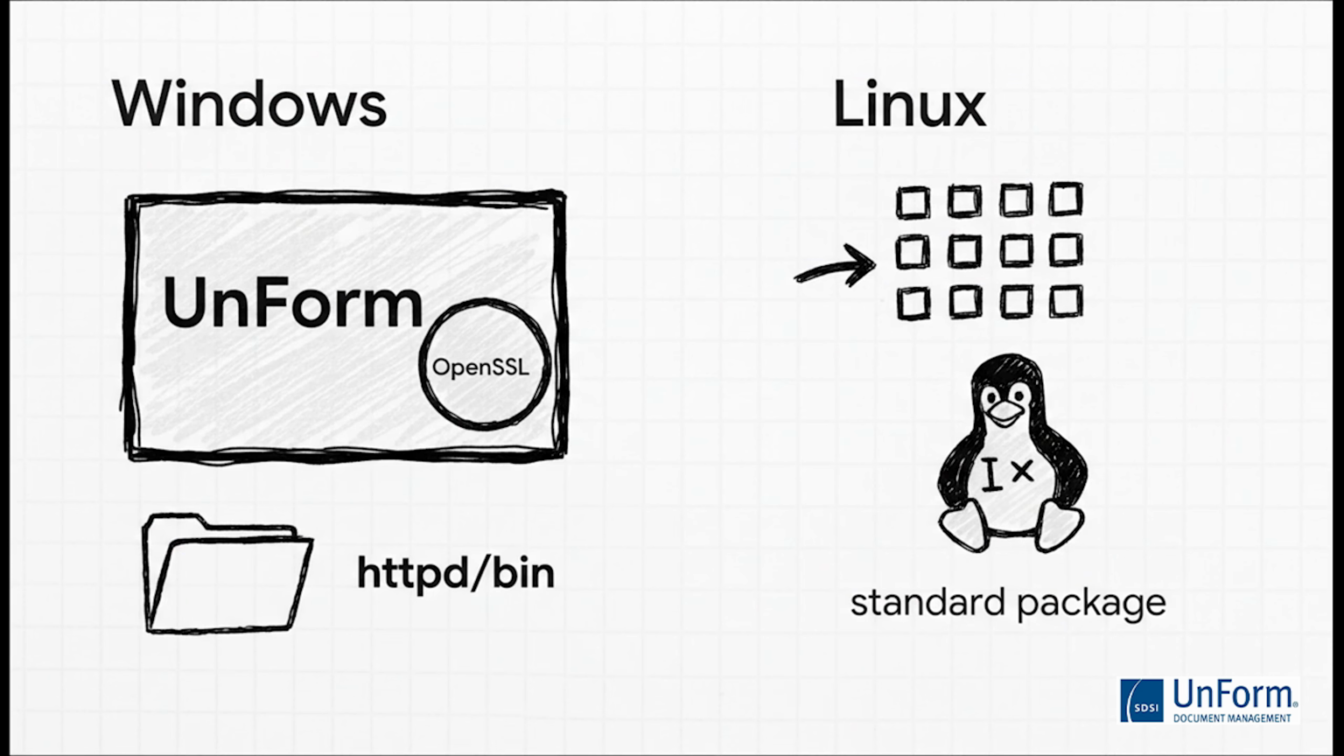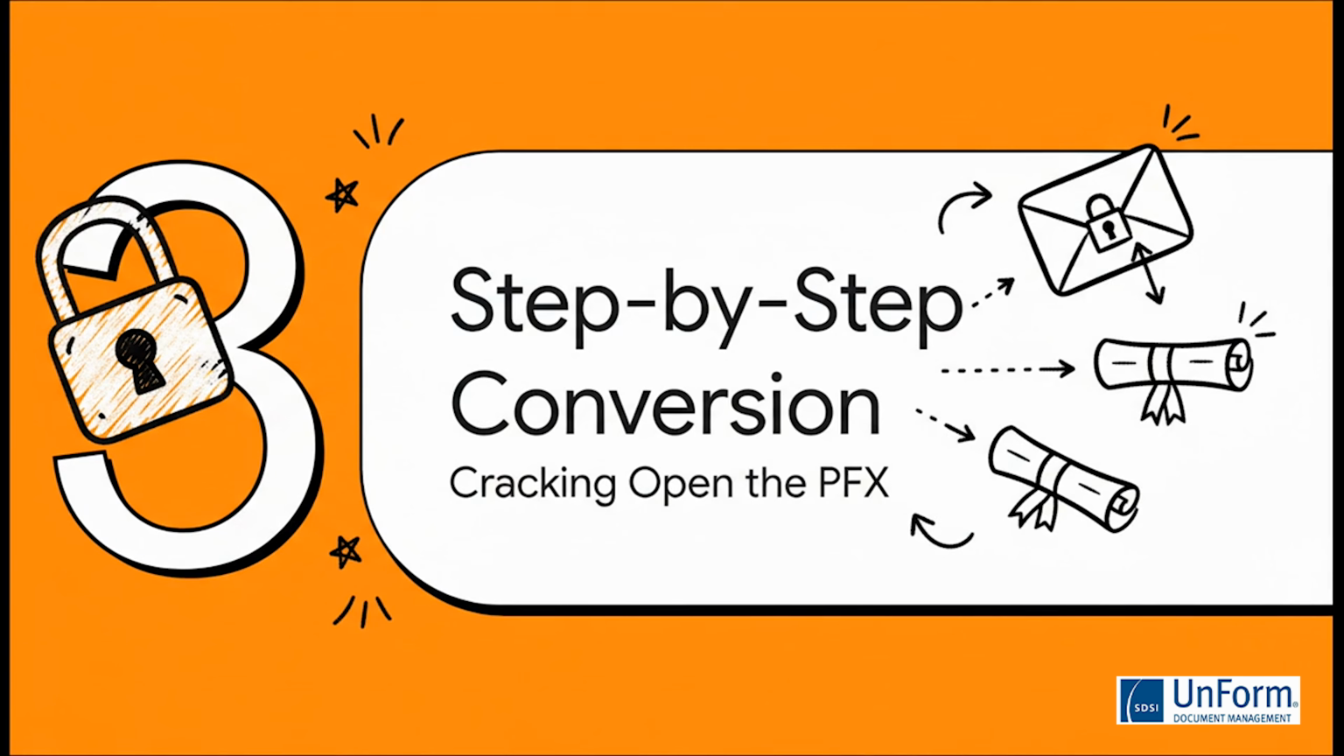Now, here's the best part. You almost certainly already have it. If you're a Windows user, OpenSSL is actually bundled right with your UnForm installation. Just go look in the HTTPD bin folder. It's right there. And for all you Linux folks, it's a standard package you can install in seconds. So see, no extra downloads needed. We're ready to go. All right, let's get our hands dirty.